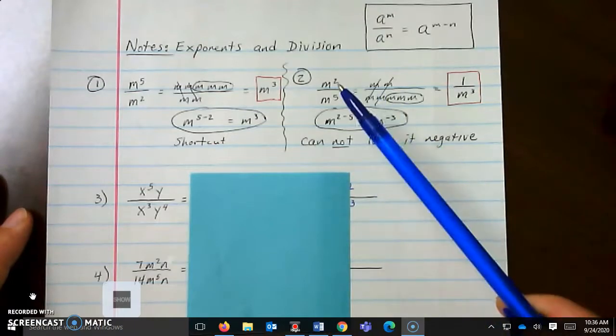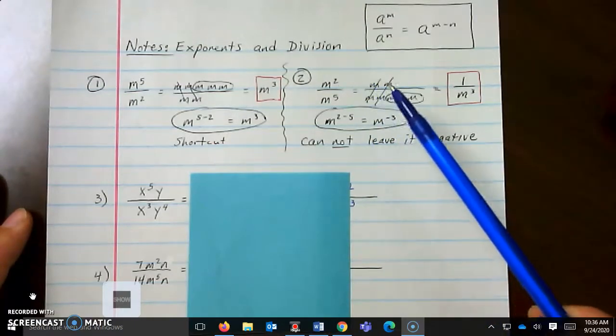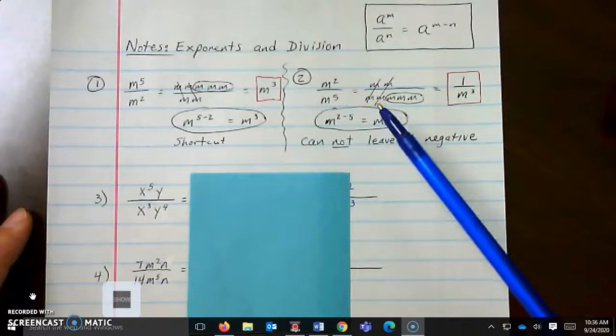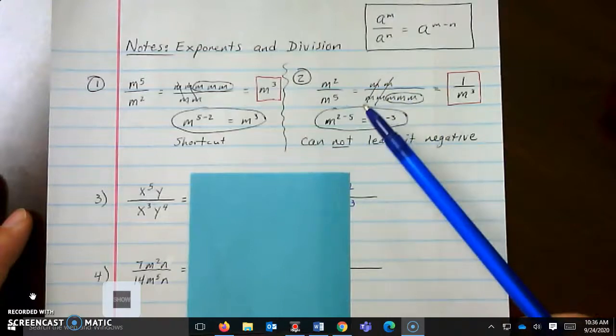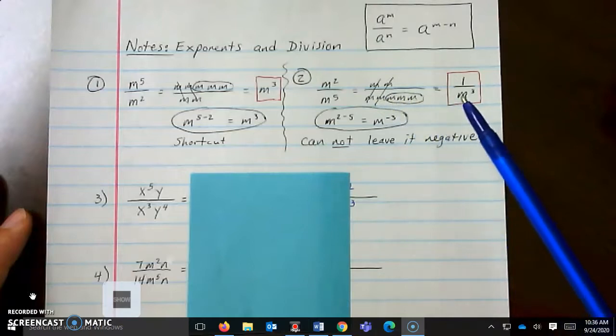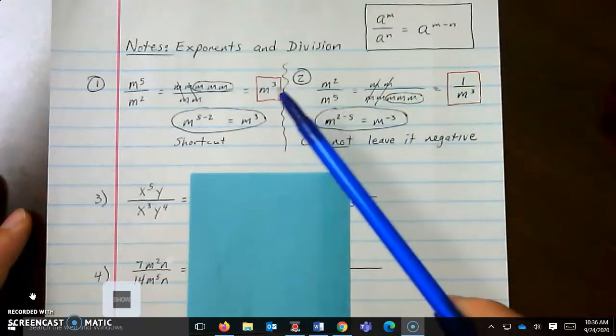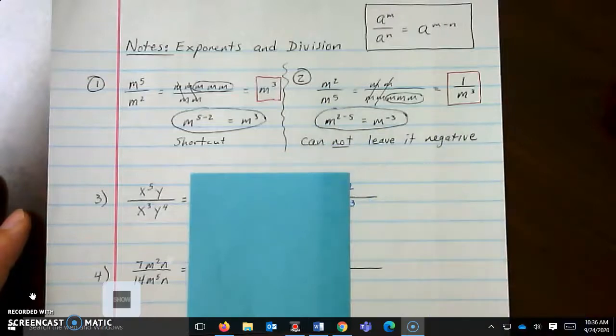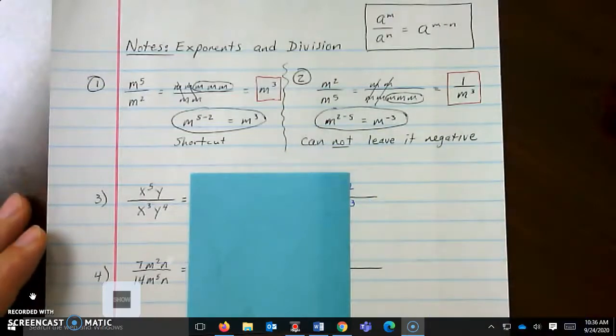But notice, if I write it out, m squared, right? M times n. M to the fifth. You can see there are 5 here. And you cross out what they have in common. There's m to the third in the denominator. See how those answers are different in the red boxes? So it's real important you understand, okay?